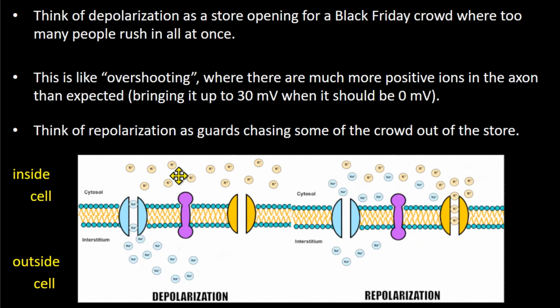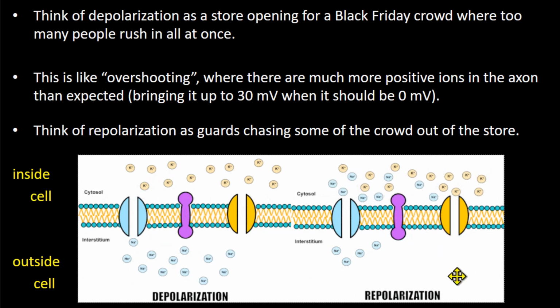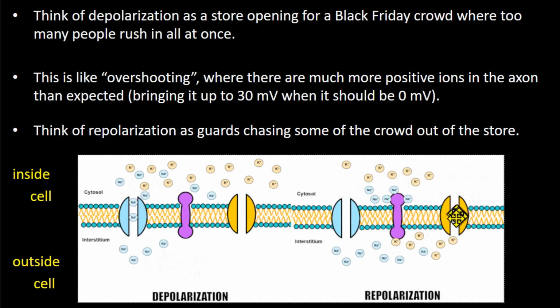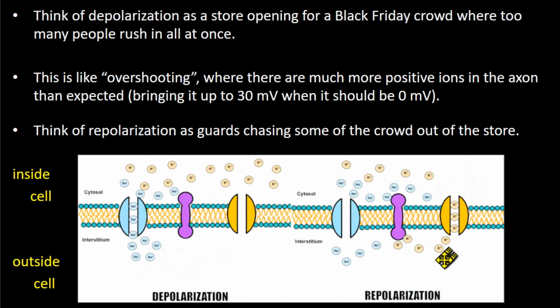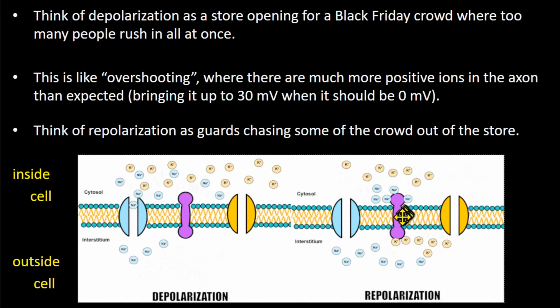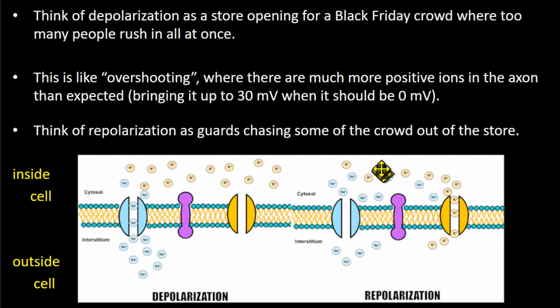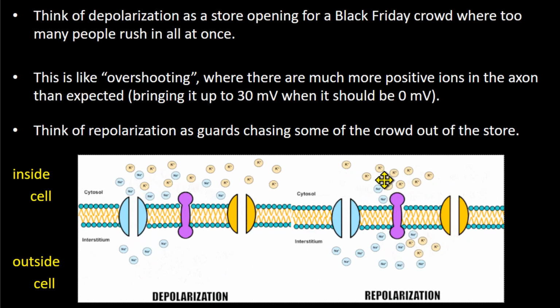And think of repolarization now as the guard saying, hey, too many people in the store, we need to open this door and send some out. So there's the guard chasing some of the crowd out of the store. That's what you're seeing here. These potassium channels are going to open due to the changes in voltage, and it's going to let out some of the potassium ions. The sodium potassium pumps are going to help get rid of any extra positive charges here, because inside the cell has to now become negative once again.